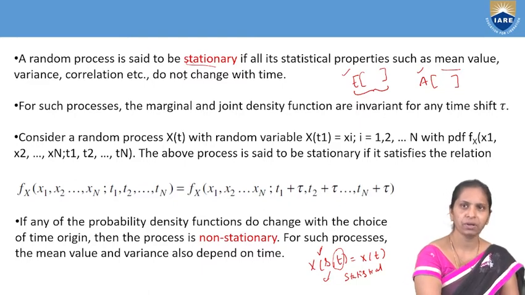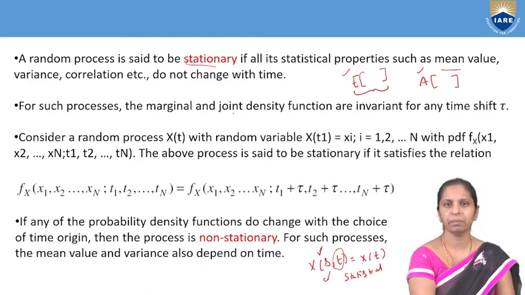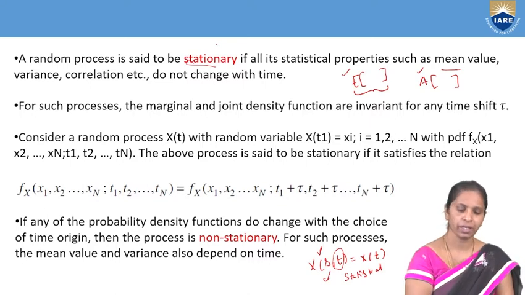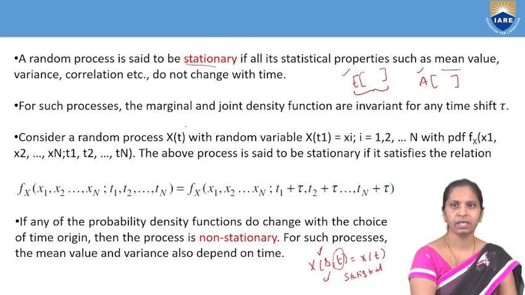Now, if the random process is stationary, then their marginal and joint density functions and the corresponding distribution functions will not vary with time. If the time changes, the corresponding distribution function and density function of the random process will not change. If they are not changed, their statistical properties will also not change. Then the random process is said to be what? Stationary random process.